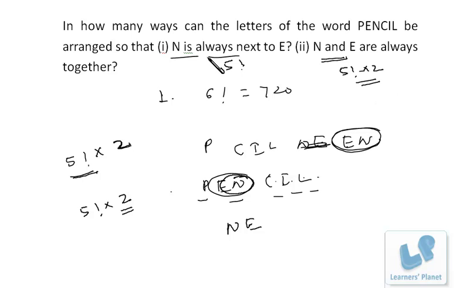And this condition was there, that N is always next to E. So we were restricted for this. Here we have the 2 choices, E N and N E. So we got more number of ways, or we can say double number of ways. So I hope you are clear. What is the difference between these two?